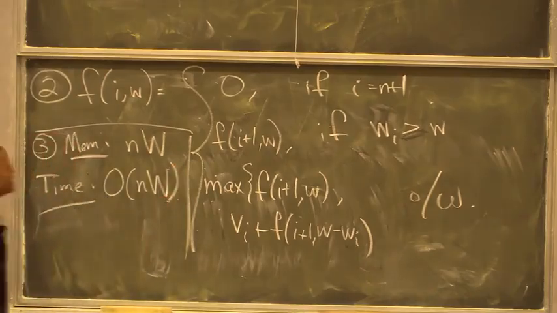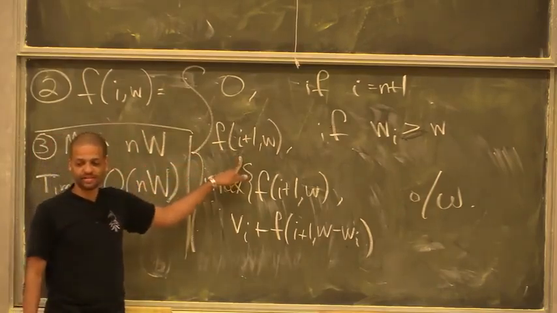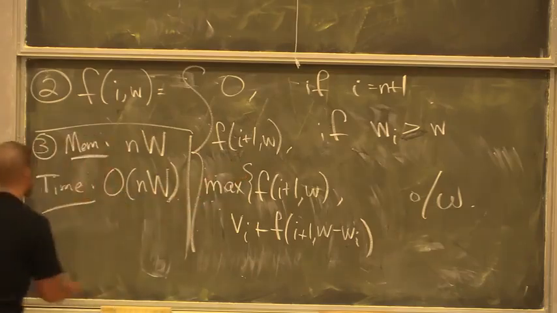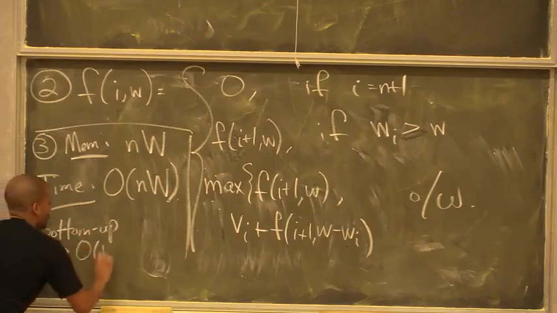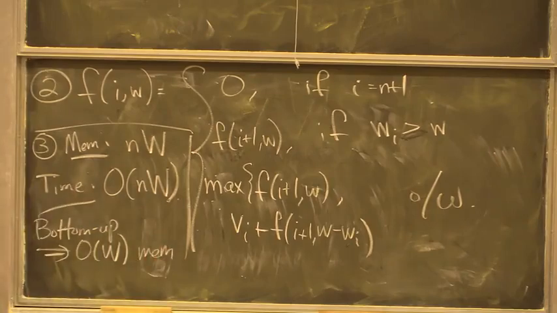Okay? And again, the answers for i only depend on i plus 1. So I only need to keep 2 rows at a time, the current row and the previous row. So bottom up implies I can get away with O of W memory, not nW memory, if I do the space-saving optimization of only keeping 2 rows at a time.